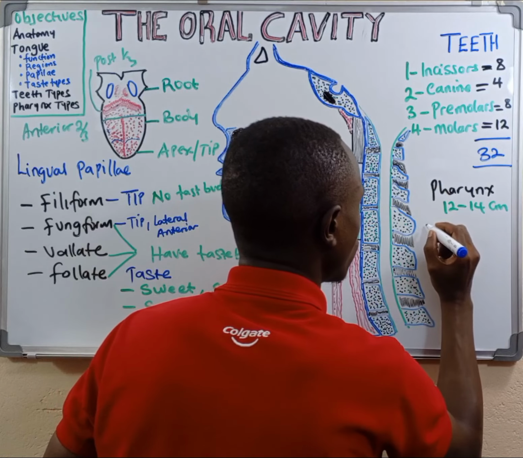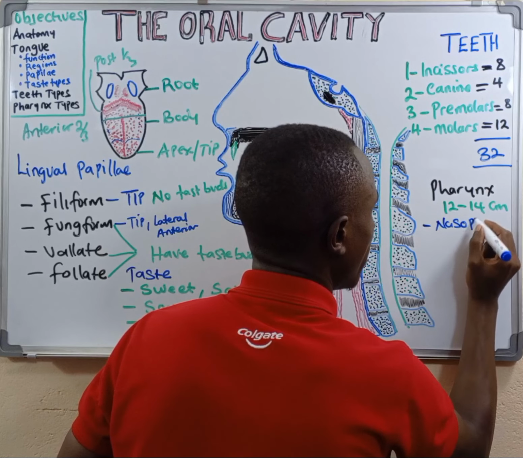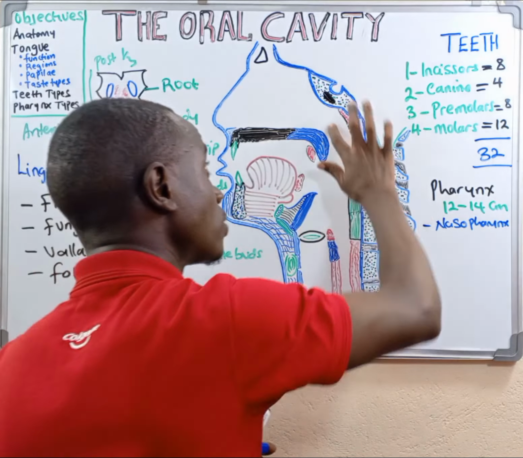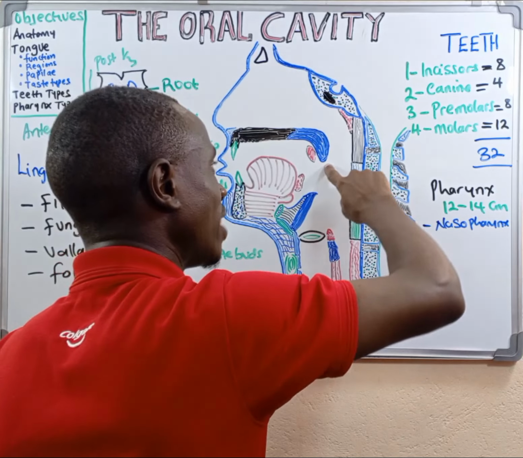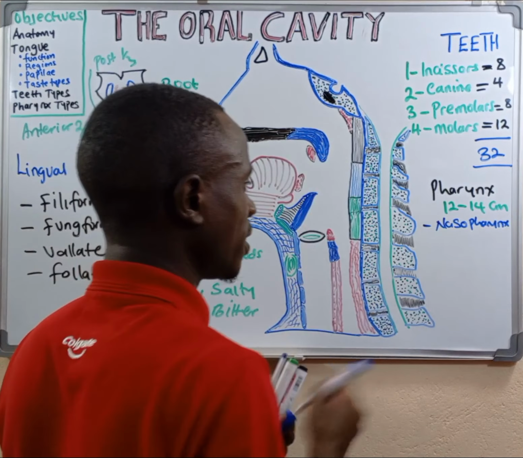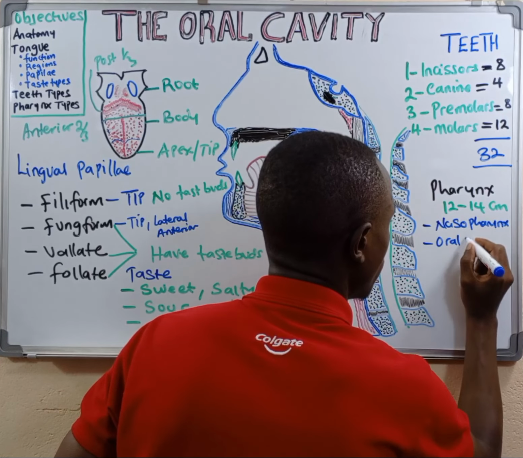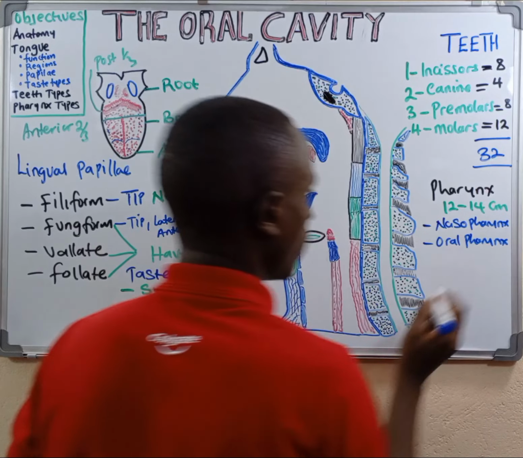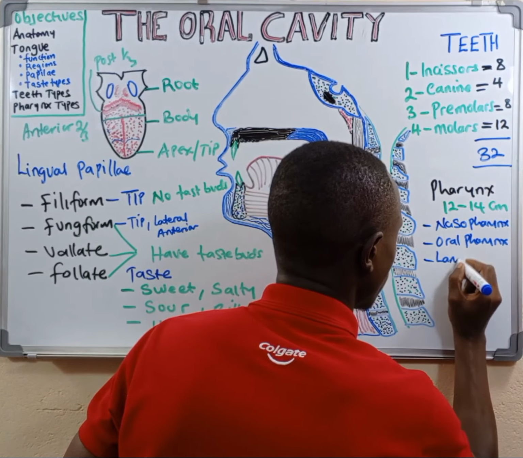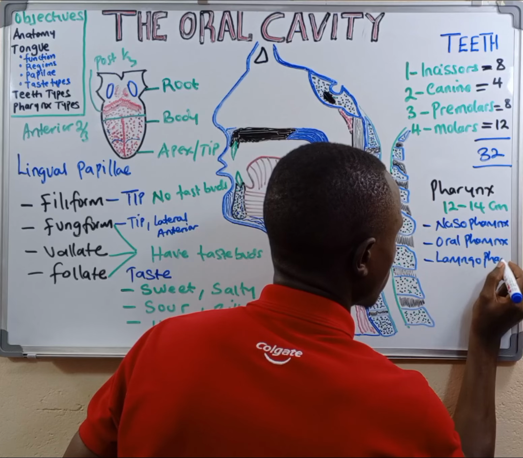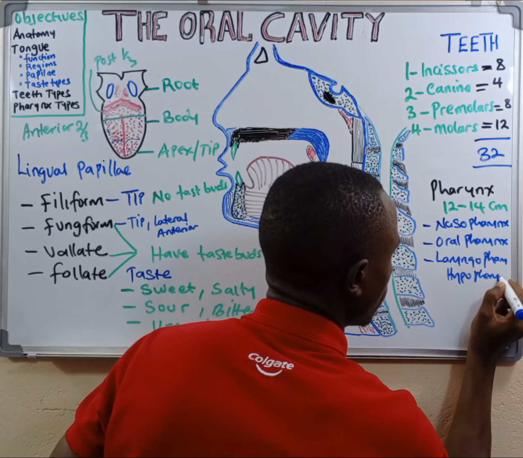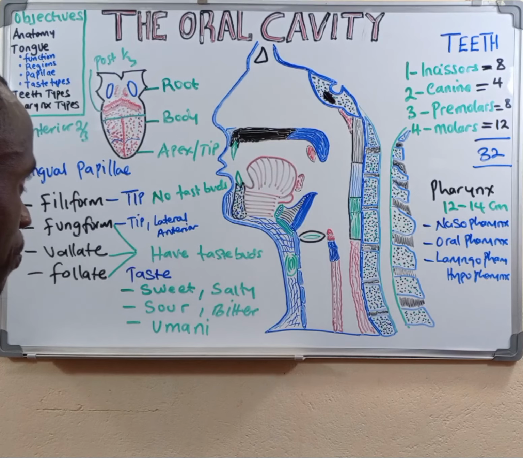The first one on top is the nasopharynx. The nasopharynx helps to make sure that food does not flow back into the nasal cavity when the soft palate clings onto it. Then next to it, at the back of the oral cavity, is the oropharynx. And then the last one down is the laryngopharynx, but you may find some other people calling it the hypopharynx.